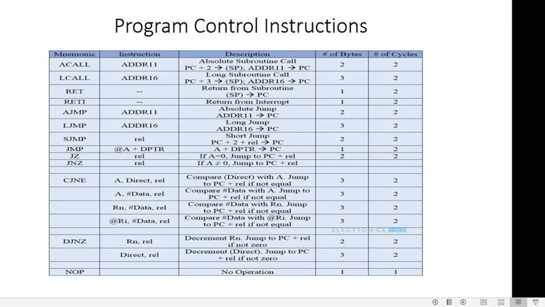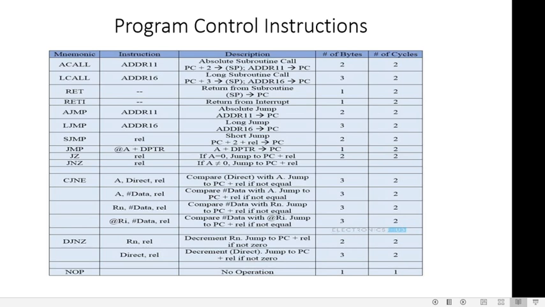Then we have the jump instructions JZ and JNZ. This is a conditional jump instruction. If A is equal to 0, jump to the specified address. If A is not equal to 0, it will jump to PC plus the relative address. Here REL stands for the relative address.